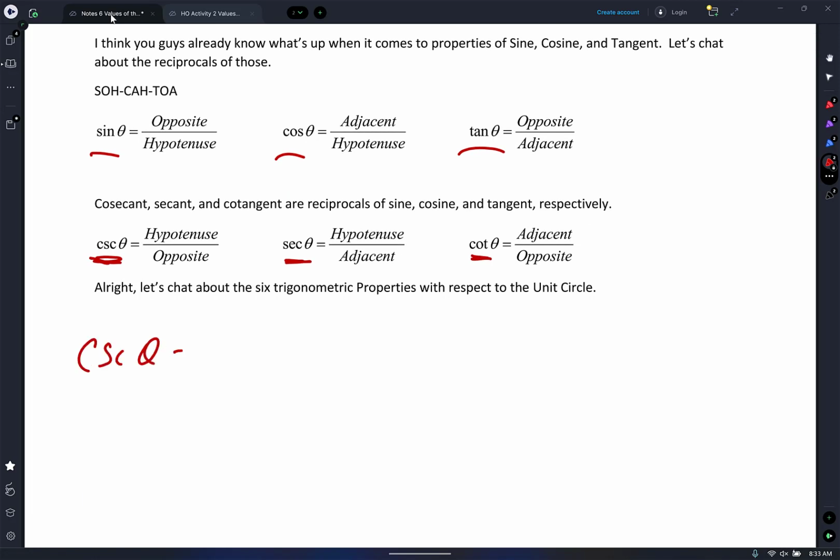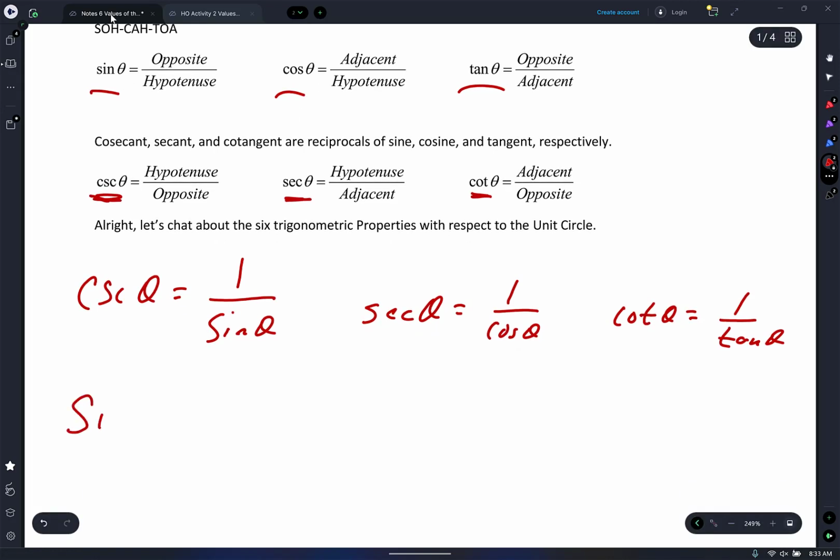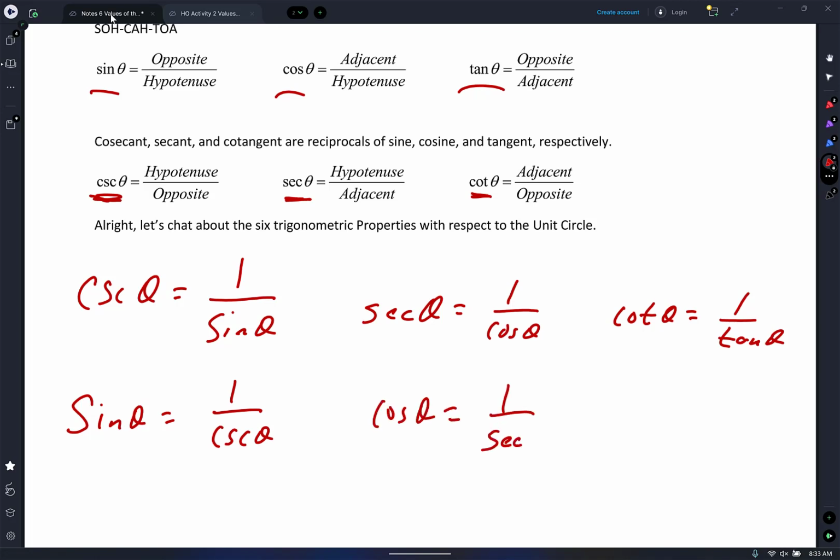So cosecant theta is equal to 1 over sine theta. That's the reciprocal. So secant theta is equal to 1 over cosine theta, and cotangent theta is equal to 1 over tan theta. Of course, that means the same thing can be said about the other ones, right? You can say sine theta is equal to 1 over cosecant theta. So they're just reciprocals of each other. And if you wanted to, you could say cosine theta equals 1 over secant theta, and tan theta is equal to 1 over cotan theta.